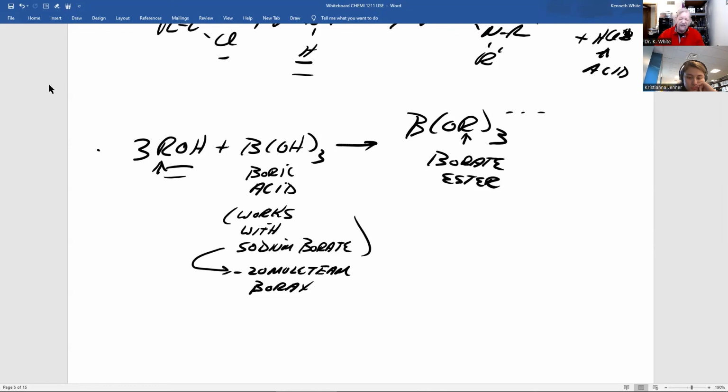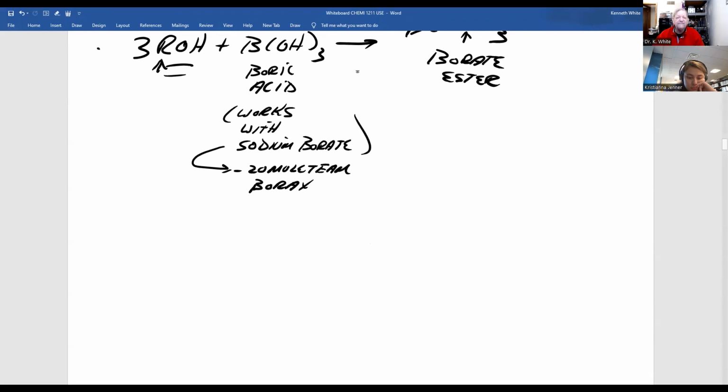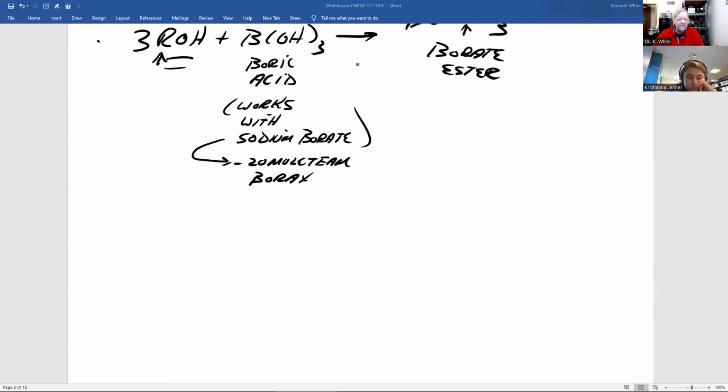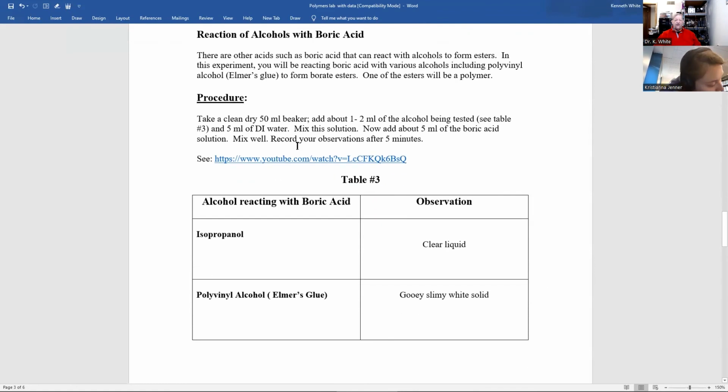So today's lab, what you'll do is 2 reactions. In a dry beaker, add about 1 or 2 milliliters of the alcohol to be added and 5 milliliters of water. You mix it, then you add about 5 milliliters of, I call it the boric acid. It's really sodium borate solution, and mix it and observe.